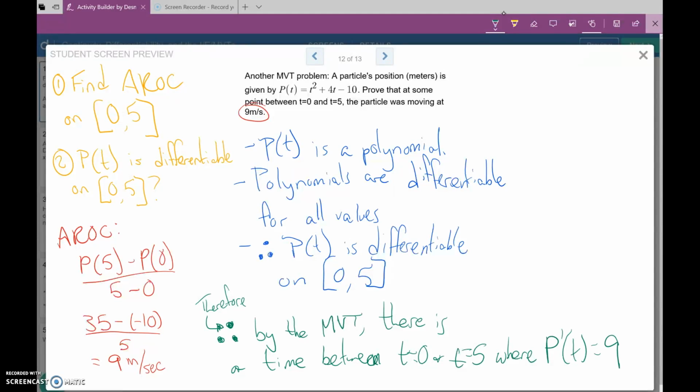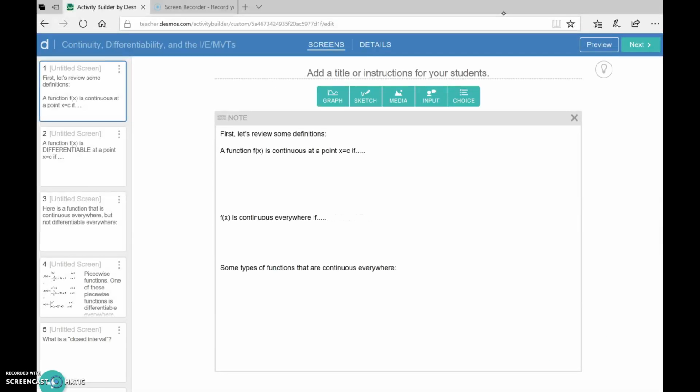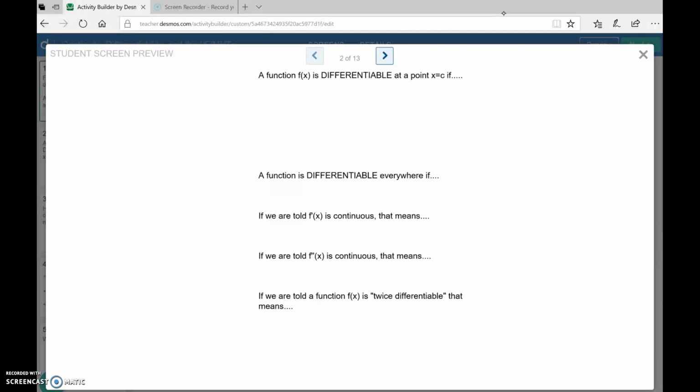The next slide is just a list of practice problems that you have to do for these. They'll also be posted on Haiku, just in case you want to jot them down now.